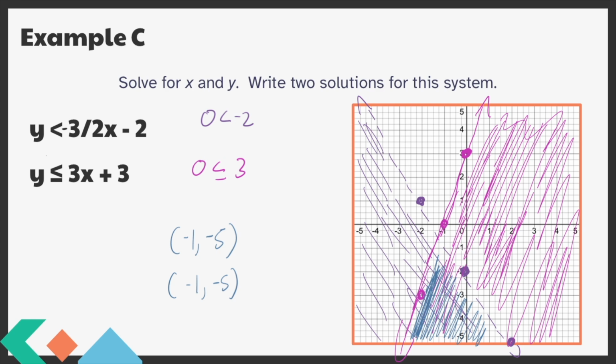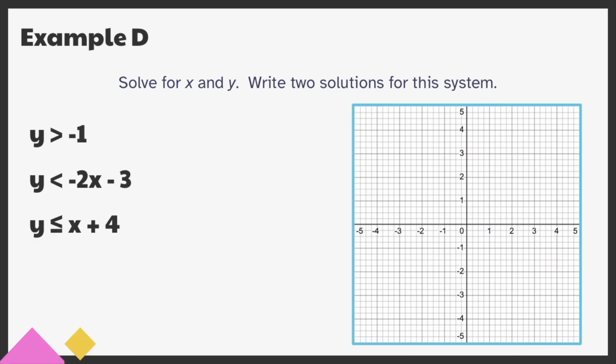Now let's take a look at the last example. All right, here we are at example D, and it is a doozy as we're going to solve for x and y, and we're going to write two solutions to the system, but we've got 3 inequalities. So we've got to go ahead and graph all 3 of them.